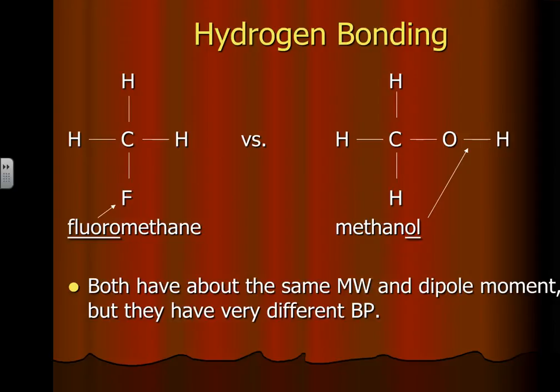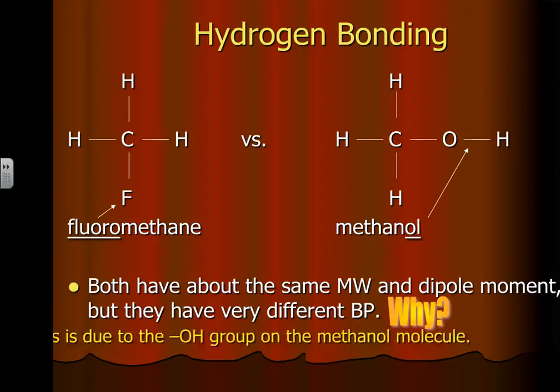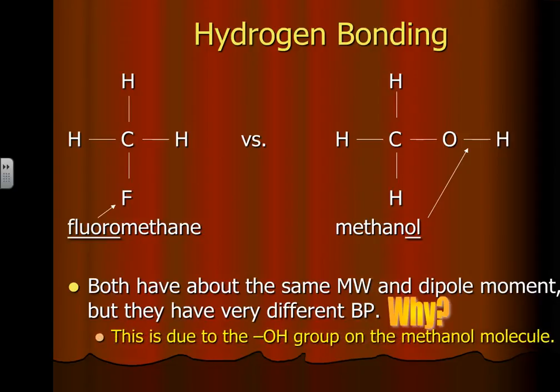In fact, that boiling point isn't just very different, it's significantly different. I don't actually have those values for you, but it is significantly different. And my question for you is why? Well, we're on a slide about hydrogen bonding, so that should probably be the answer. This is due to the OH group. The methanol molecule is capable of hydrogen bonding. The fluoromethane is not. So even though they both are polar molecules, the OH part of the methanol molecule has a significant impact on the overall structure and hence the behavior of this molecule in relation to other molecules.